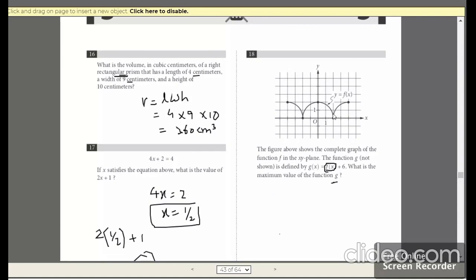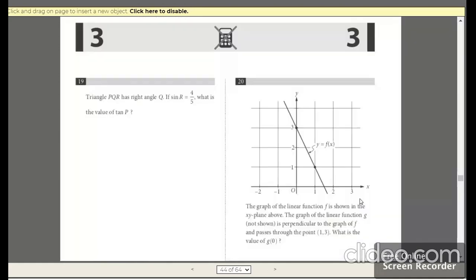So if you look at the graph, what is the maximum value of f over here? As it is the f function, it is plus 2. He is saying whatever is f, g is plus 6, so you just have to go 6 up. So this is 2, means 1, 2, 3, 4, 5, and 6. So 2 plus 6 is nothing but 8. That is the answer.